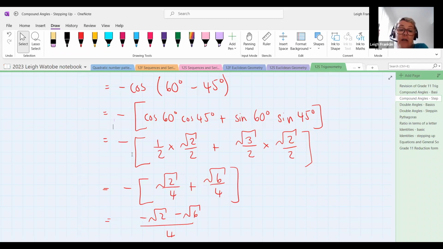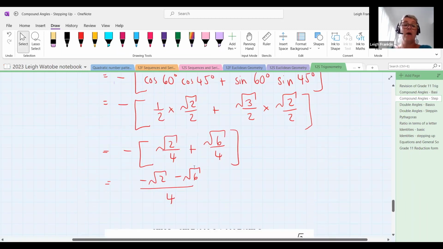I multiplied my fractions, and then when I added them together, I also took away my brackets. I multiplied the negative into the bracket so that both minus root 2 and minus root 6 ended up being negative. So my final answer is minus root 2 minus root 6 over 4.